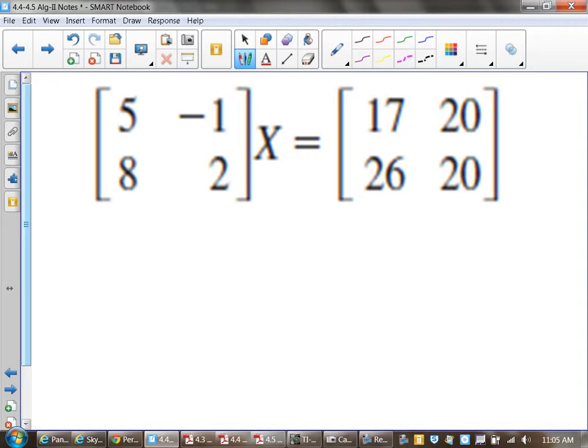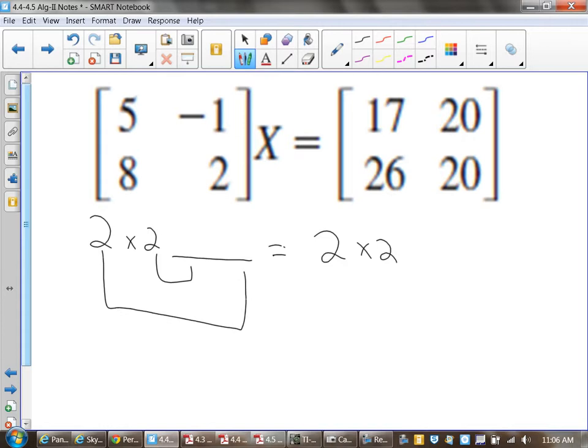Remember the pattern here? If you have a 2 by 2 times something to equal a 2 by 2, these two numbers had to be identical, and then this one and this one was your result. Well, your result is 2 by 2, so that means this has to be a 2. And what's this number? What is matrix X going to be? A 2 by 2. You're setting up to figure out what that matrix is going to be.